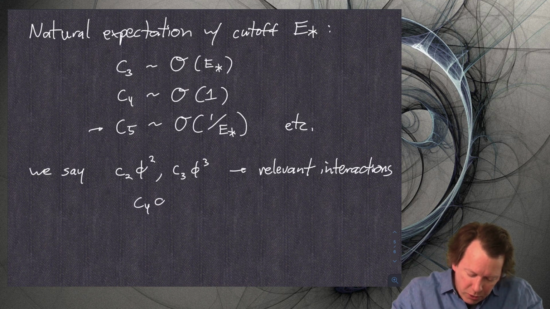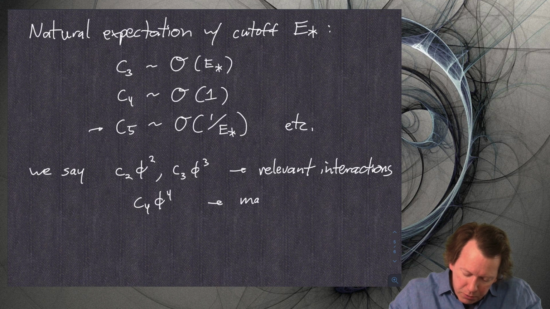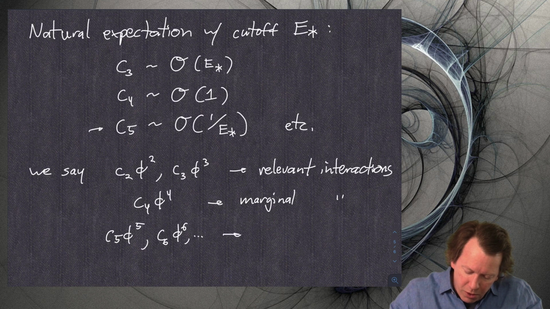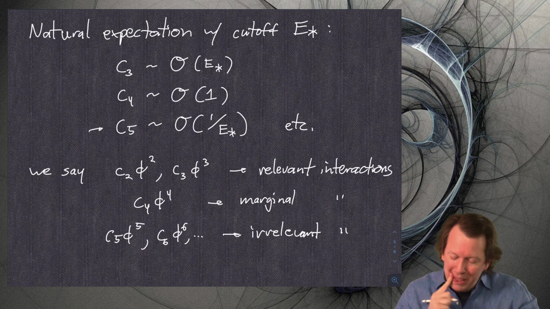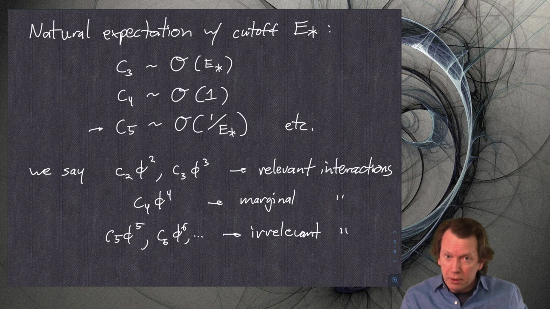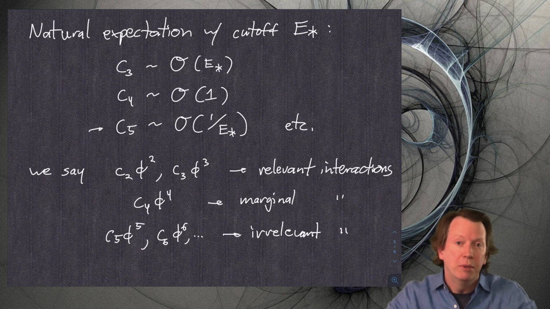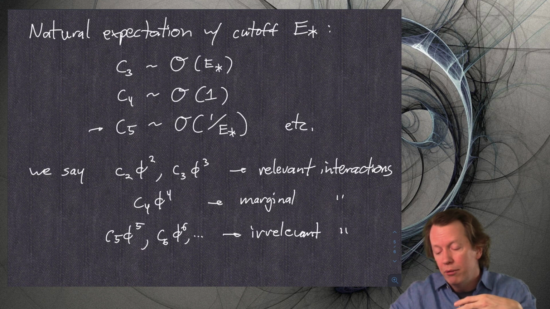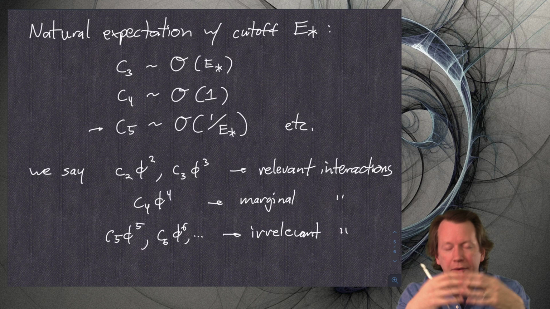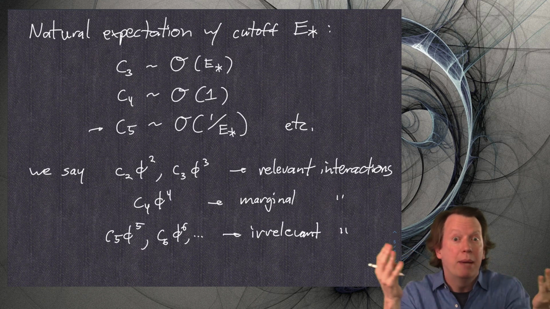Whereas C4 phi to the 4th is called a marginal interaction, and C5 phi to the 5th, C6 phi to the 6th, etc. are called irrelevant interactions. What we mean is, in the limit as the cutoff gets very, very big, the physical processes that are governed by the irrelevant interactions literally become irrelevant. They become less and less likely. Remember, when we're talking about chemistry energies, right? 10 electron volts. And if you put a cutoff even at the Higgs mass, okay?